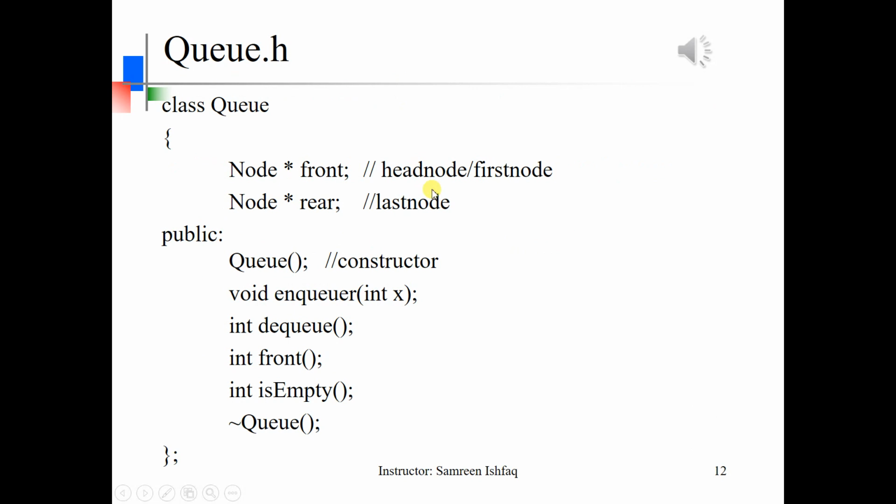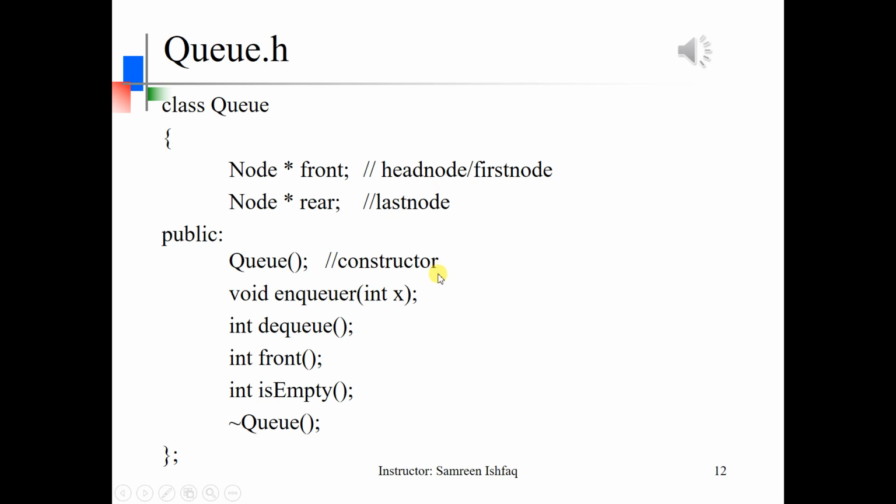In header file q.h, we're going to create class q, and for that we need two data members, front and rear. You can also take int size for the counting of nodes or elements. It's up to you, but that is not necessary. Front will point to the first node and rear will point to the last node.